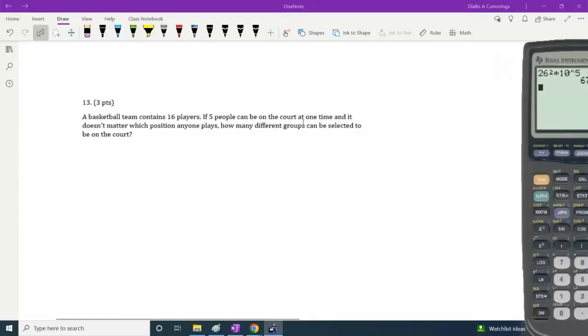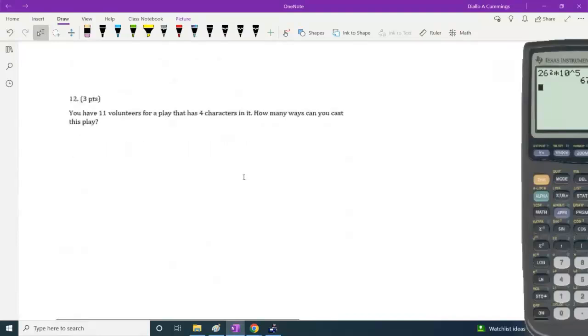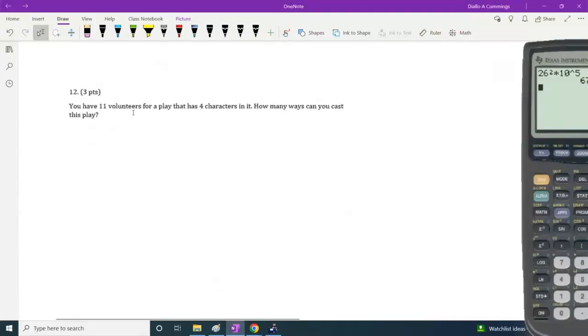Problem number 12 and problem number 13. Let's look at 12. It says you have 11 volunteers for a play that has 4 characters in it. How many ways can you cast the play? So is this a permutation or a combination? Well, if you're dealing with a play, so 11, 10, so it's going to be 11 permute 4.